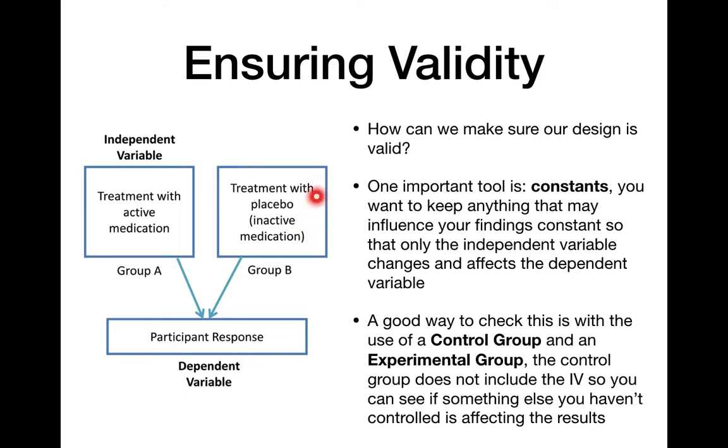The control group is going to get a placebo. They're not going to get the independent variable. But everything else is kept constant in the two groups. And then we see what their response is.